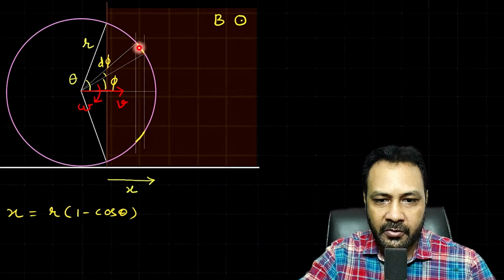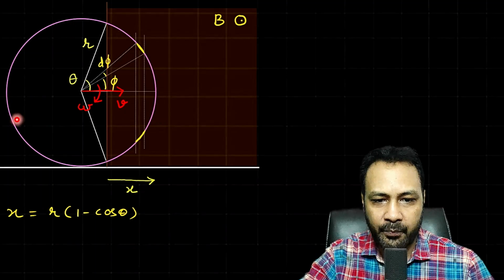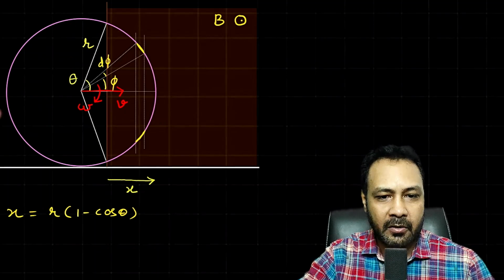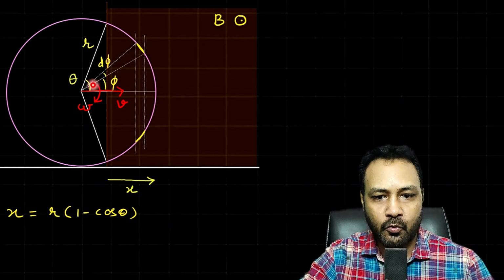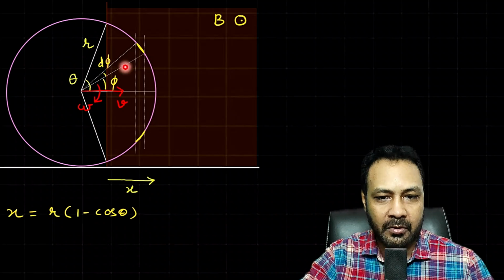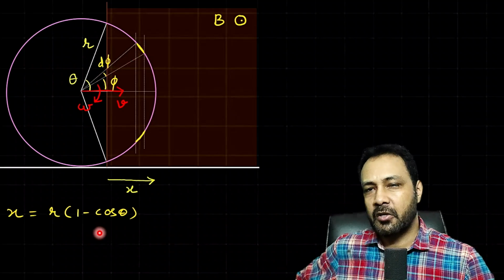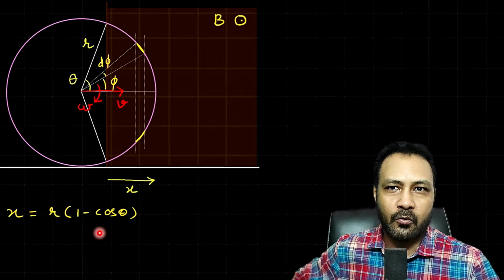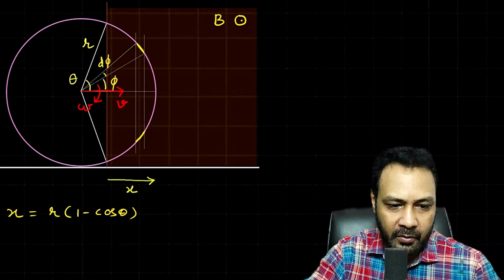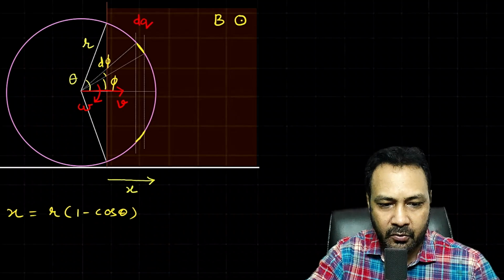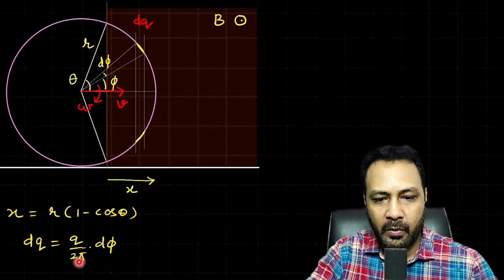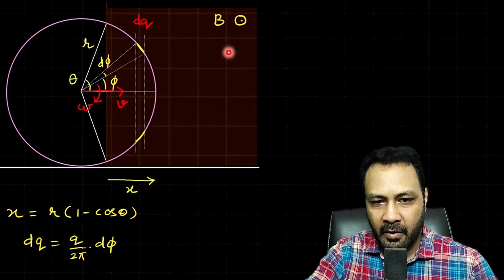So the charge of this element, the total charge is q. And the whole charge subtends angle 2 pi radian at the center. So the part which is subtending angle d phi at the center, the charge would be q divided by 2 pi into d phi. So the charge dq would be q by 2 pi into d phi.